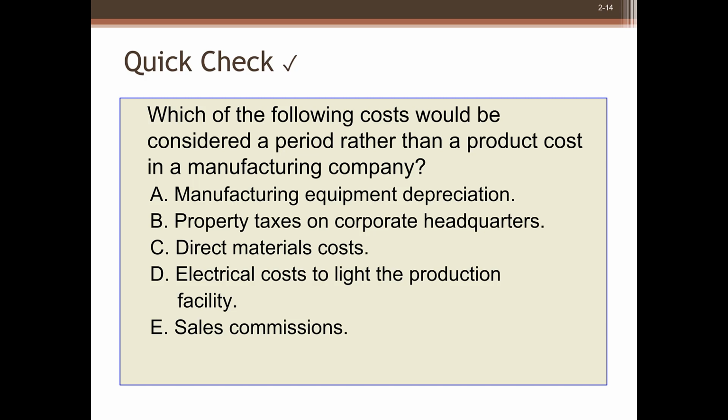C. Direct materials costs. Direct material costs are product costs. D. Electrical costs to light the production facility. Costs involved with a production facility or manufacturing facility should be recognized as product costs, specifically manufacturing overhead. E. Sales commissions. This is a typical selling cost. This is a period cost.